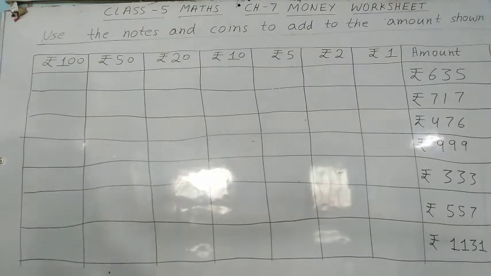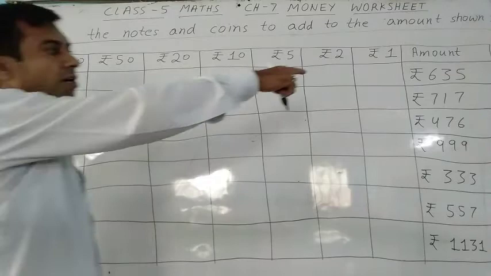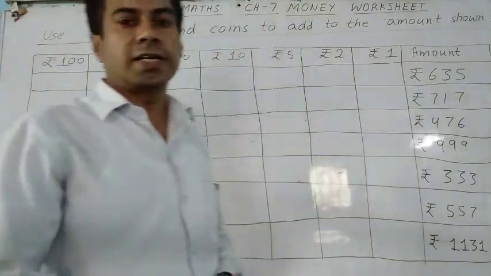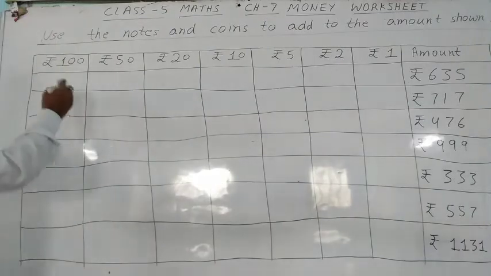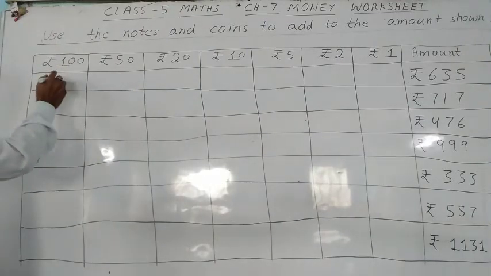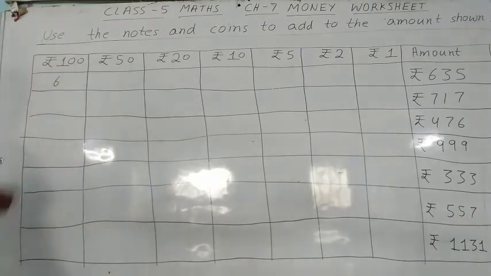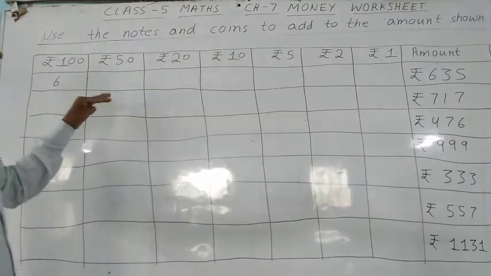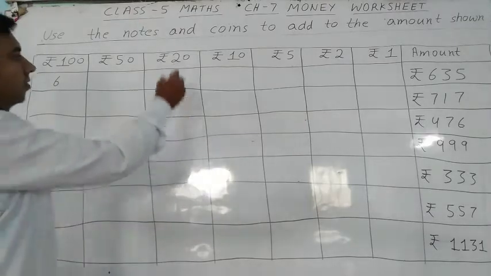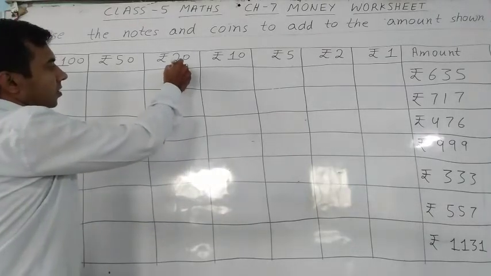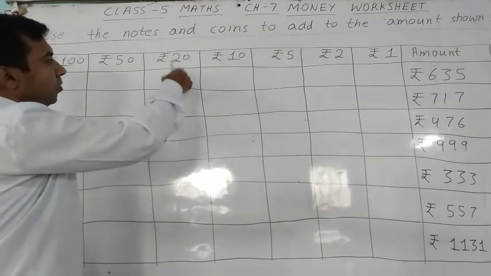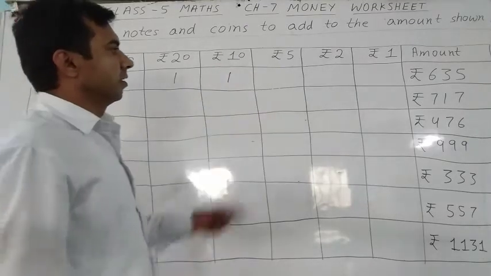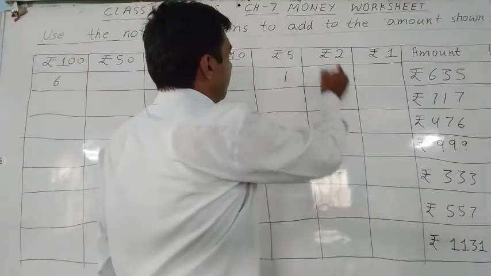So what do we have to make? 635. See here, we have to make 635. So we take 6 notes of 100 rupees, and then 35. Student, we take 1 20 rupees note and 1 10 rupees note and 1 5 rupees note.